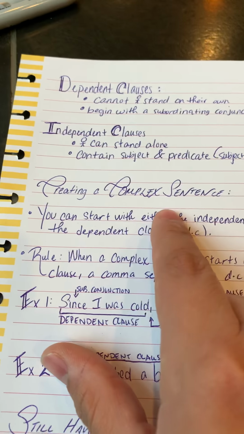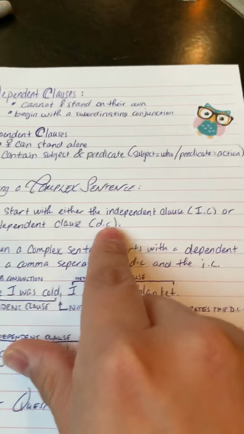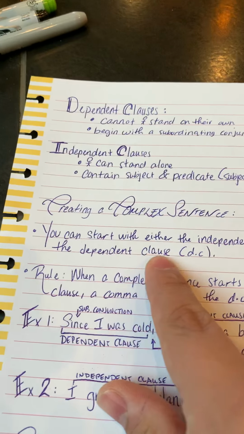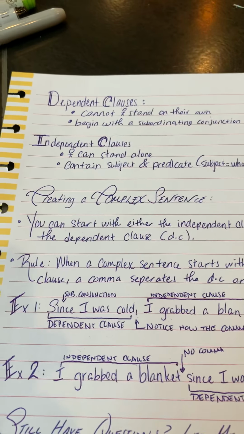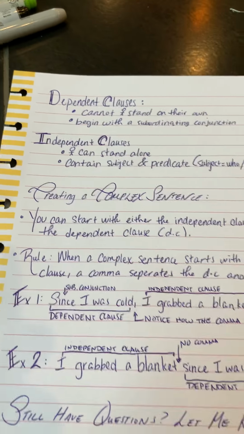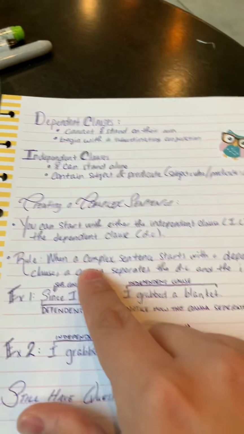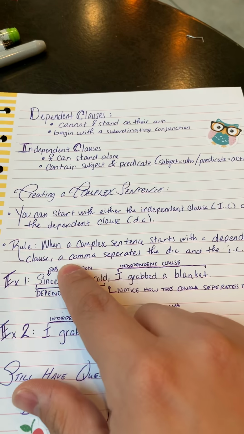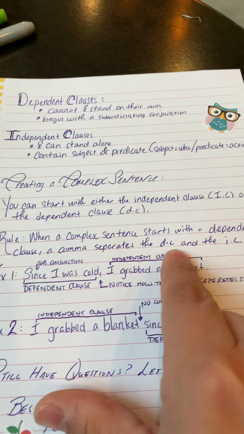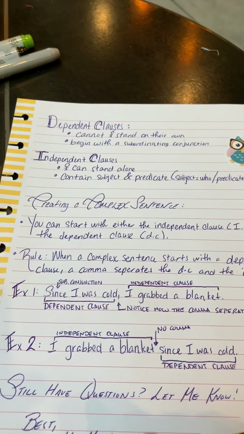To create a complex sentence, you're going to either start with an independent clause or a dependent clause, depending on how you want to create the sentence. However, there's a rule. When a complex sentence starts with a dependent clause, you have to use a comma to separate the dependent clause and the independent clause. I'll let you know what that means right now.